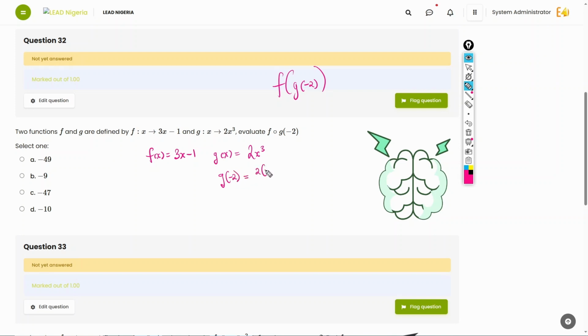g of minus 2 would be 2 times (minus 2) cubed. That's minus 2 times minus 2 times minus 2, that's minus 8. So 2 times minus 8 gives me minus 16. So this is basically asking you for f of minus 16, which would be 3 times minus 16, minus 1. That's minus 48 minus 1, which is minus 49. So minus 49.